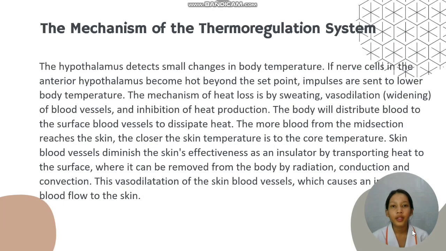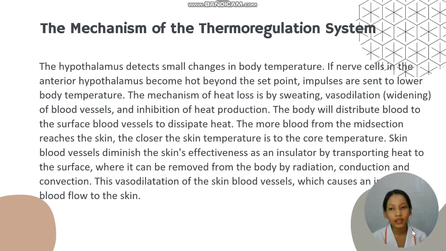The mechanism of the thermoregulation system. The hypothalamus detects small changes in body temperature. If nerve cells in the anterior hypothalamus become hot beyond the set point, impulses are sent to lower body temperature. The mechanisms of heat loss are sweating, vasodilation or widening of blood vessels, and inhibition of heat production. The body will distribute blood to the surface blood vessels to dissipate heat. The more blood from the midsection reaches the skin, the closer the skin temperature is to the core temperature.